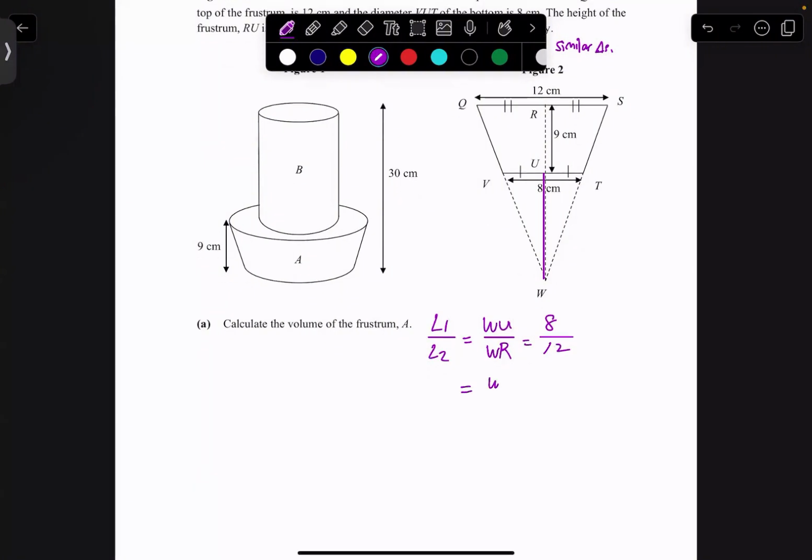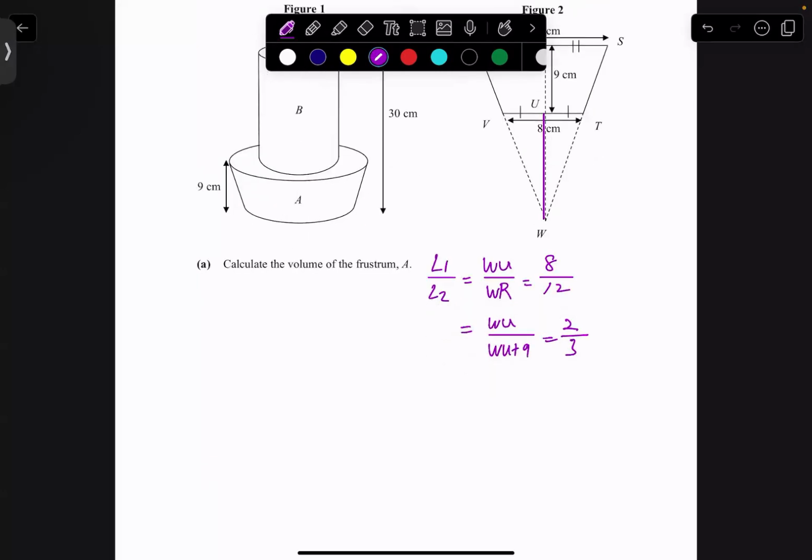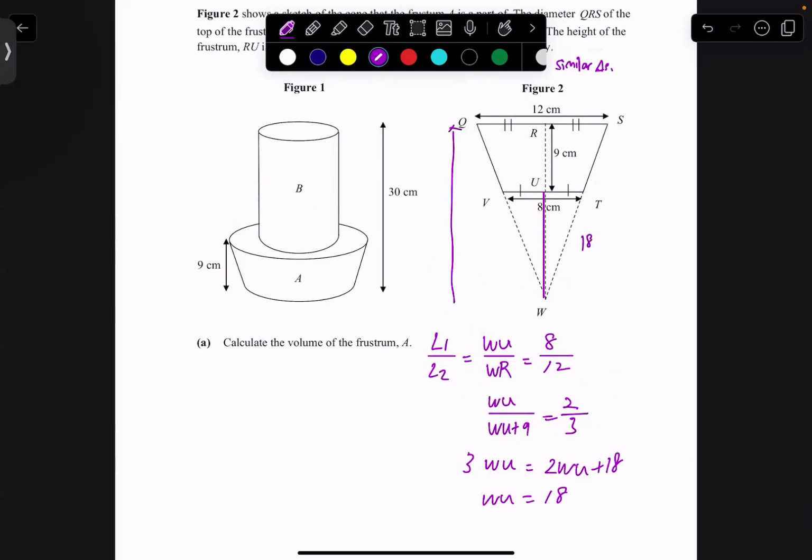Now WU is something that we want to find. WR can be written as WU plus 9, equals 2 over 3 after reducing. Cross multiply: 3WU equals 2WU plus 18. So WU equals 18. So the whole thing will be equal to 27.